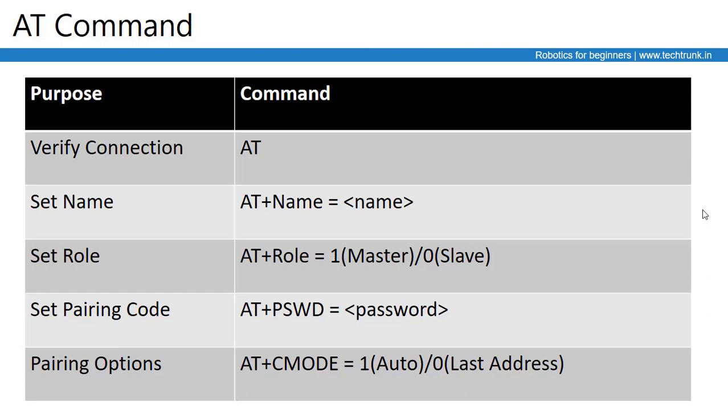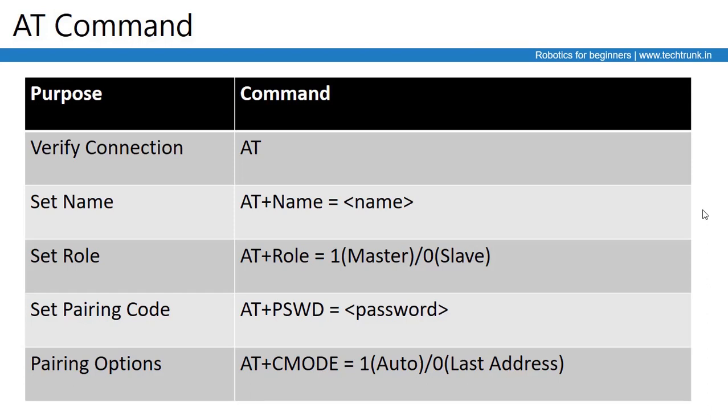By default, when you buy the S05 module from the market, the name of the module will be SC05. To change the name of the module, you can use the command AT+NAME=N, where N in capital equals the name of the module. In case you want to change it to, let's say, Arduino, you can write AT+NAME=Arduino.